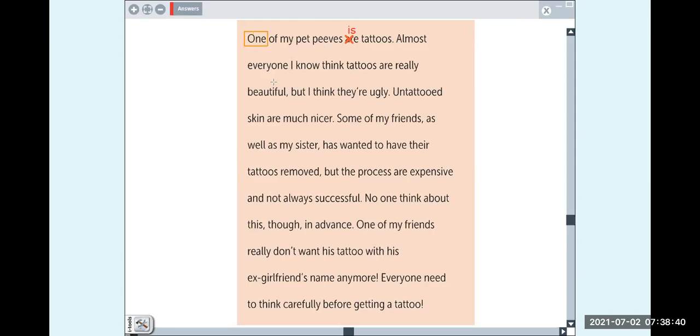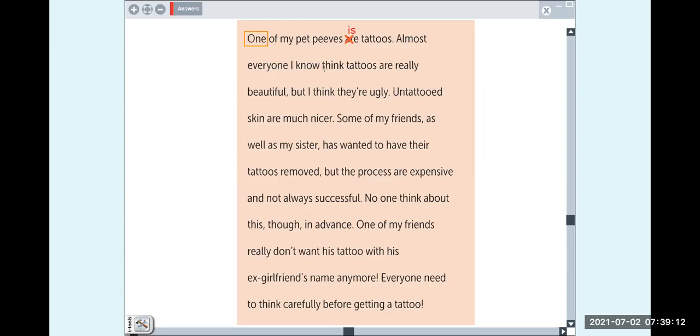Okay, teacher, what is peeves? Pet peeves. This is something we saw in the previous class. What is pet peeves? Do you remember, guys? It's something that you dislike, or something that annoys you, right? Or bothers? Can we use bothers? Yes, something that bothers you. What about the next one?